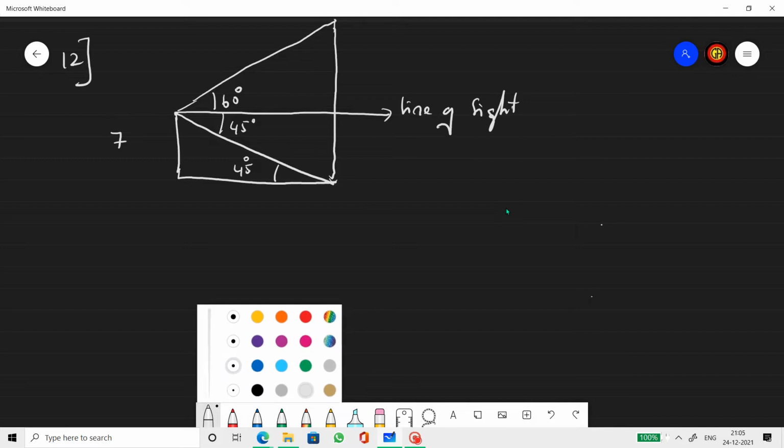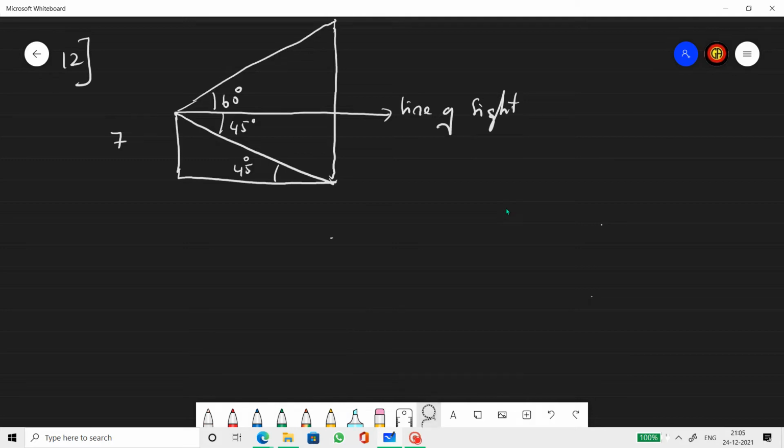12th question. There is a building which is 7 meters high. From the top of the building, we see the top of the tower. So from the top of the building to the top of the tower is given as a 60 degree angle of elevation. Now from the same point you see the foot of the tower. So that is the angle of depression, and it is 45 degrees. So this is the line of sight. So one is elevation and one is depression. So if this is 45 degrees, this line will be parallel to this line. Therefore this is also 45 degrees.